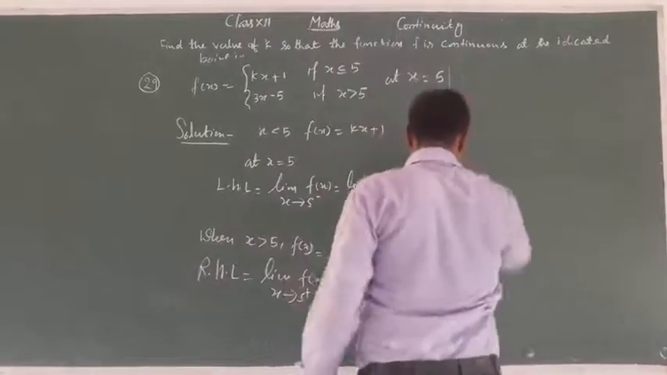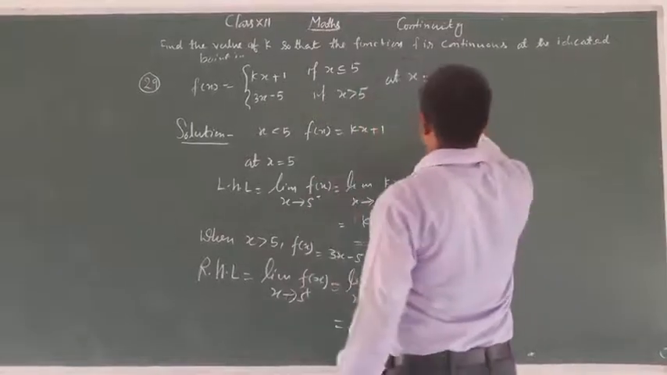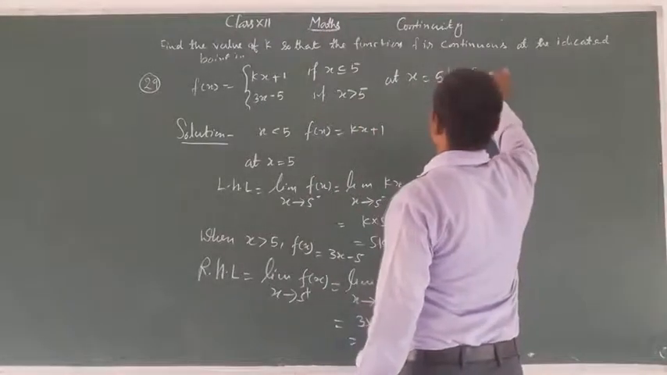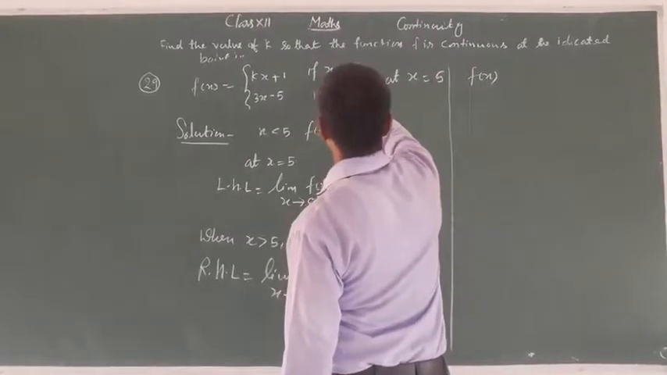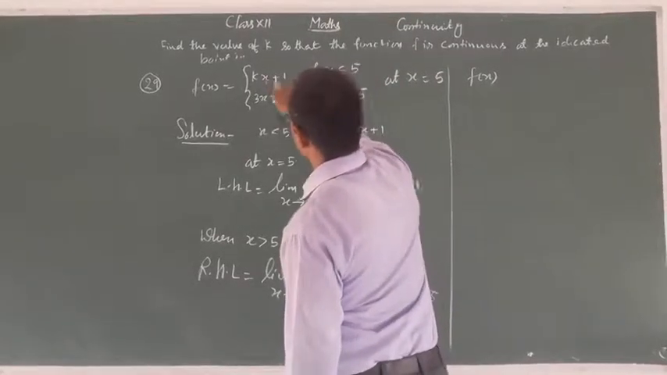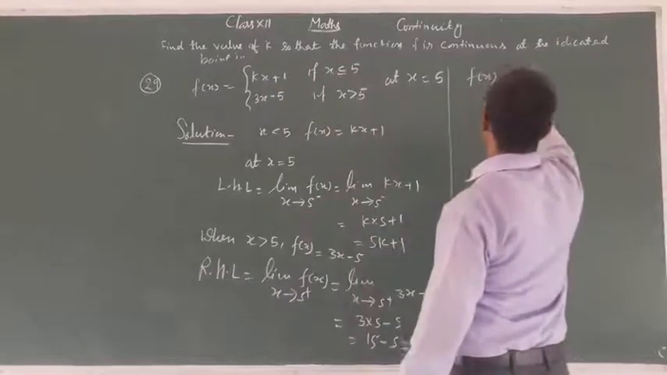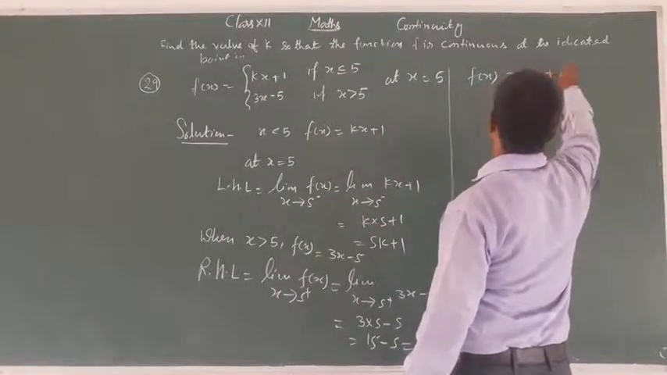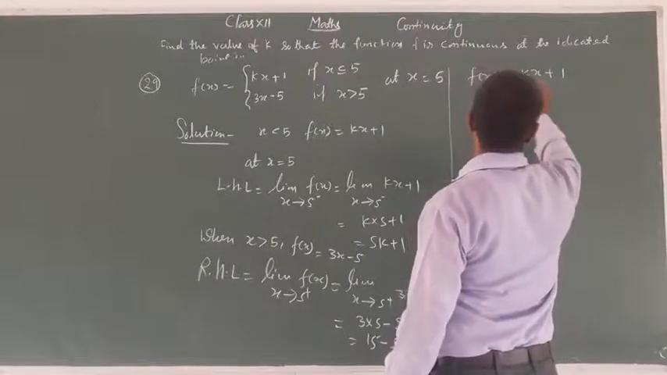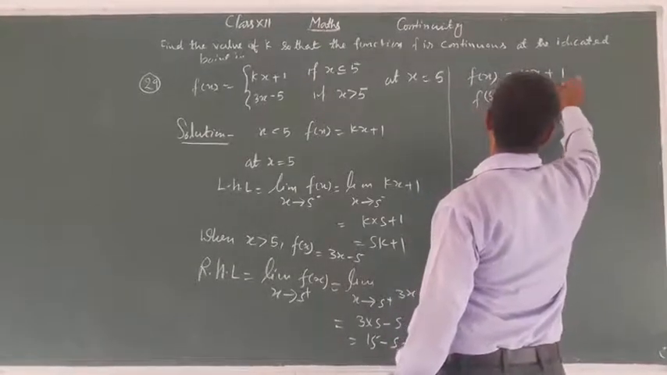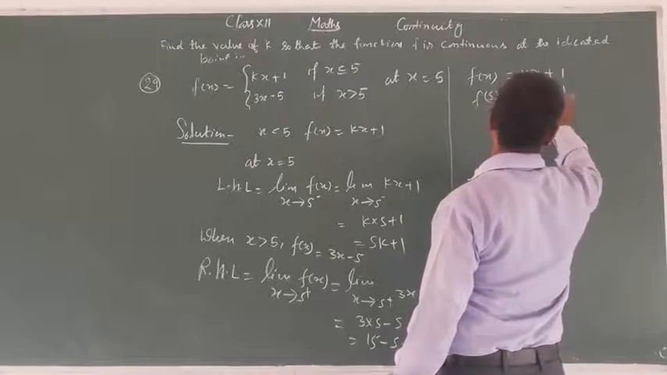And the value of f(x) at x equal to 5, the function f(x) is equal to kx plus 1. So f(5) is equal to k into 5 plus 1, which is equal to 5k plus 1.